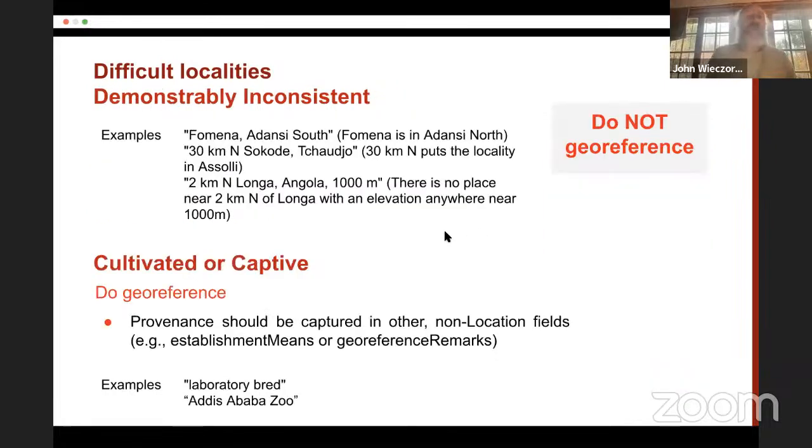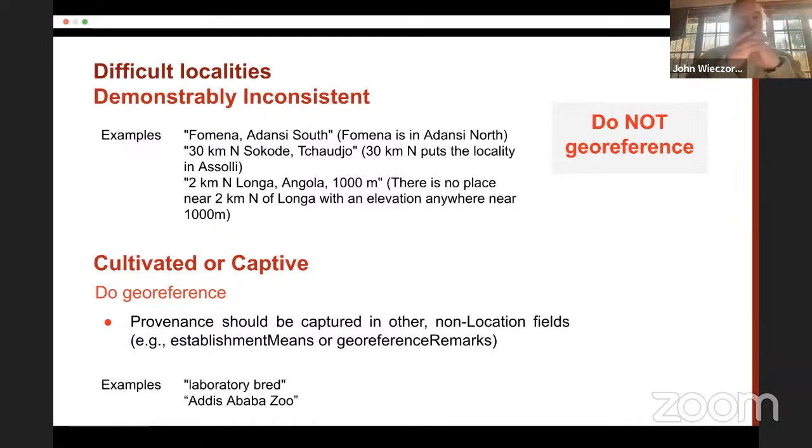Then we have a third situation, which is we have a description, but the information in it is inconsistent. It can't be all of those things at the same time. So the first example is Fomena in Adensi South.